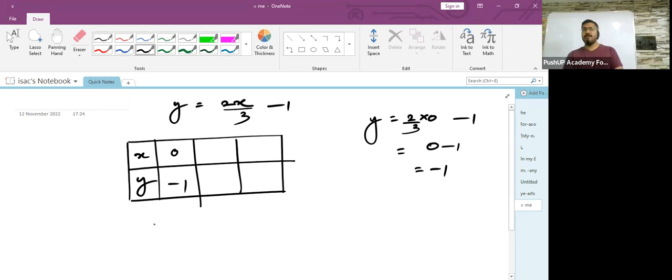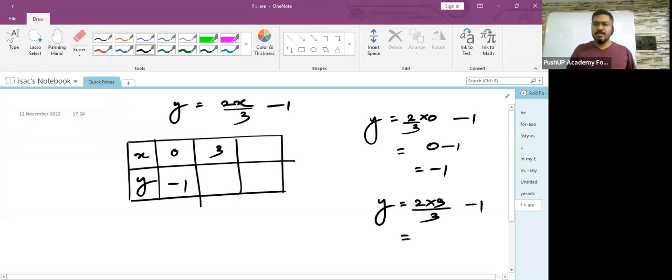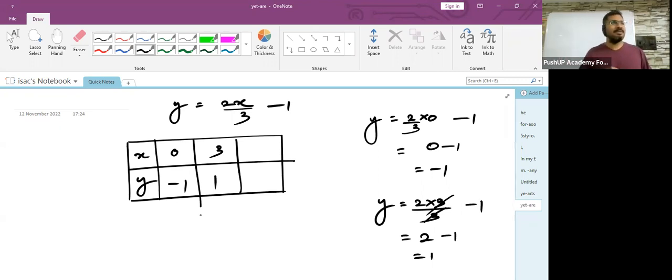Now, the next value of x that you're going to take should be chosen very carefully. Which value do you want to take? 3? Yeah, very good. If you take x as 3, you know what you are going to get? Y is equal to 2 into 3 by 3 minus 1. Online students, are you following it? Aaron, Pooja, Animesh, Andrea, Laura, everyone. So 3 and 3 will get cancelled. You will get 2 minus 1, which is equal to 1. Isn't it? So both x and y are integers. The next value, minus 3.